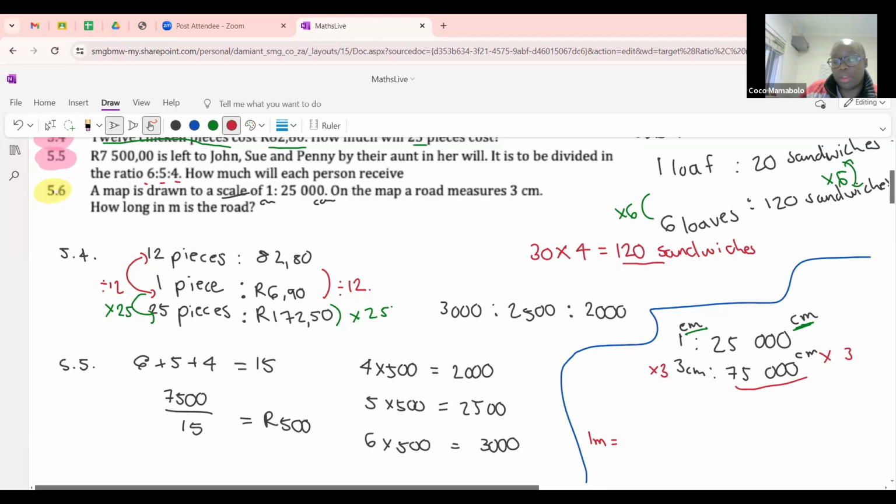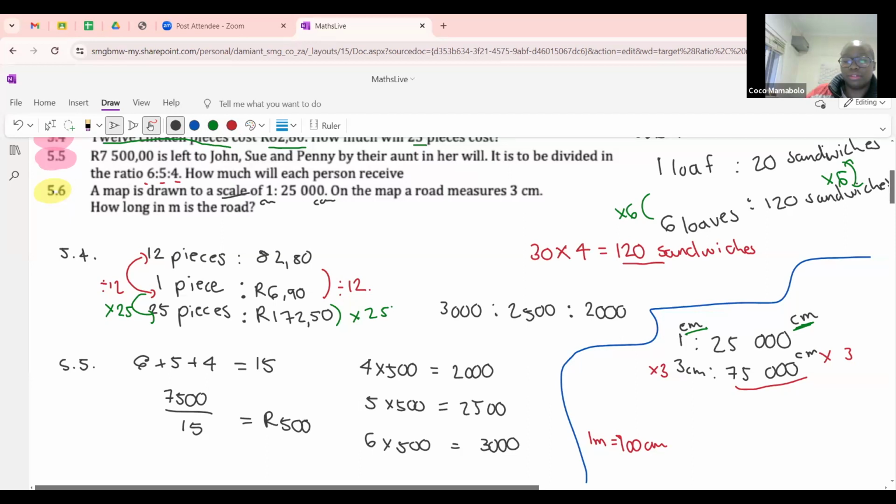Good. How many centimeters is equal to 1 meter? Are we not sure? 100. Somebody help me out. Who knows? How many centimeters in 1 meter, guys? 100 centimeters. Correct. It's 100 centimeters. Well done. Good. So if I have 75,000 centimeters, how many meters is that? Well done, Shadi. Correct.